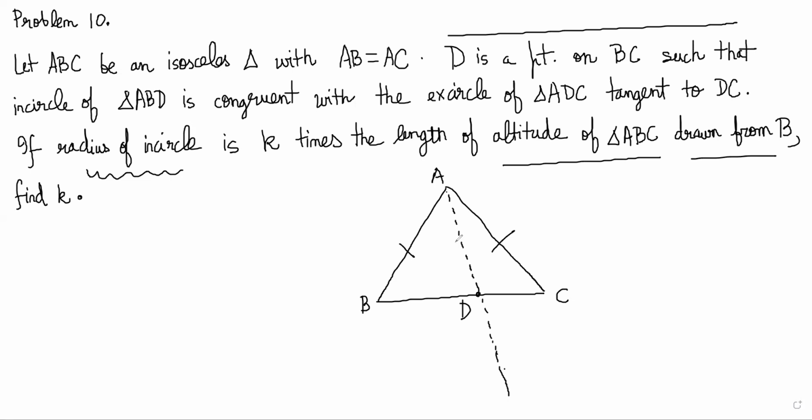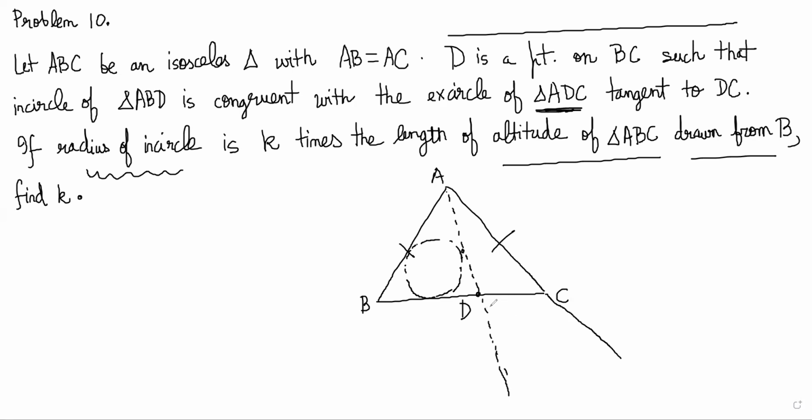I have a triangle ABD, and in that I have to draw the incircle, right? So the incircle of this would be like this, touching all the three sides. This is roughly my incircle here for triangle ABD. Now I also have to draw the excircle of triangle ADC, right? So the excircle of ADC, the excircle tangent to DC. So first I should extend the sides here.